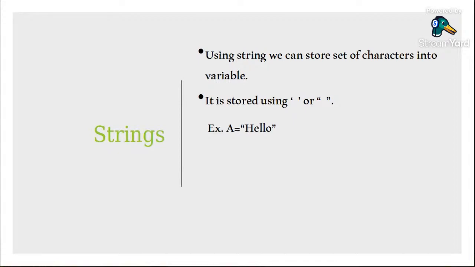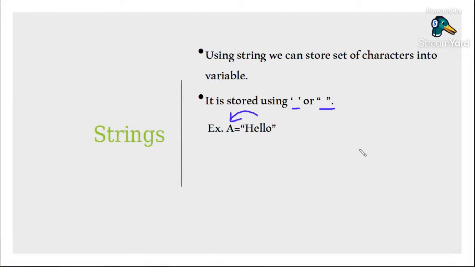Whenever you want to write a string, or store a string, you have to put it into single inverted commas or double inverted commas. Whatever you write inside the single or double inverted commas will act as a string, and you can store it into a variable. The example given here is a is equal to hello. So hello is the word that is stored as a string into variable a. You are storing hello into the variable a.